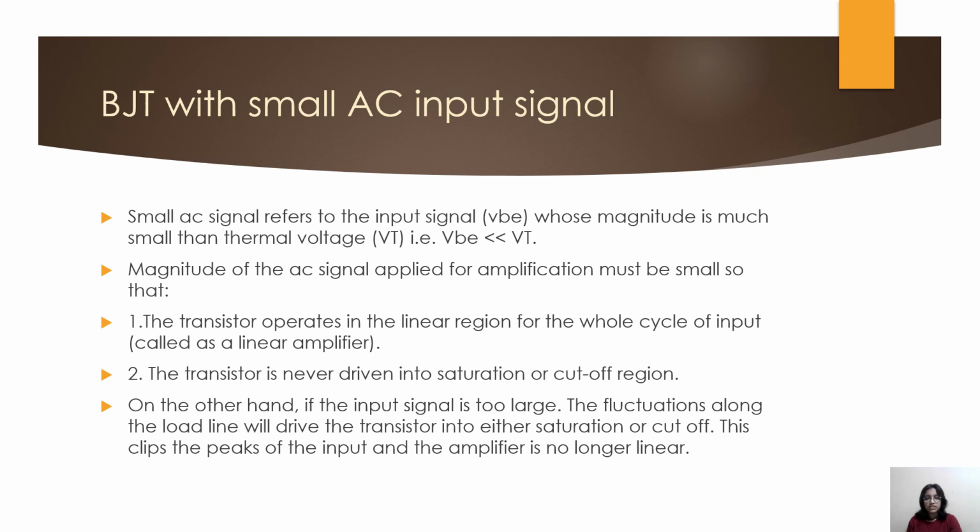The second point is the transistor is never driven into saturation or cutoff region. On the other hand, if the input signal is too large, the fluctuations along the load line will drive the transistor into either saturation or cutoff. This clips the peaks of the input and the amplifier is no longer linear.